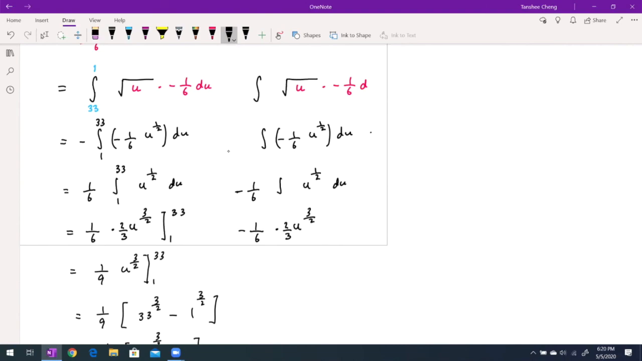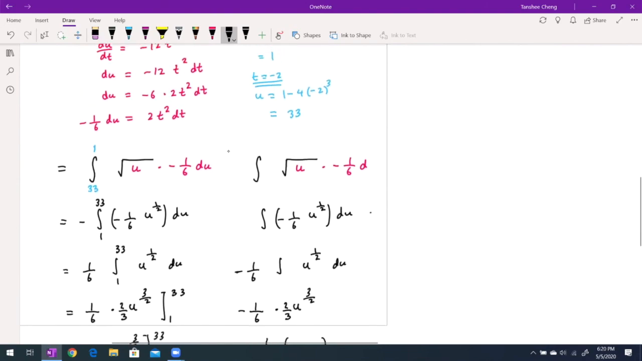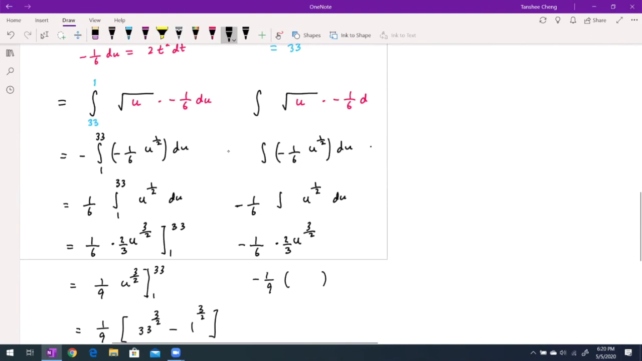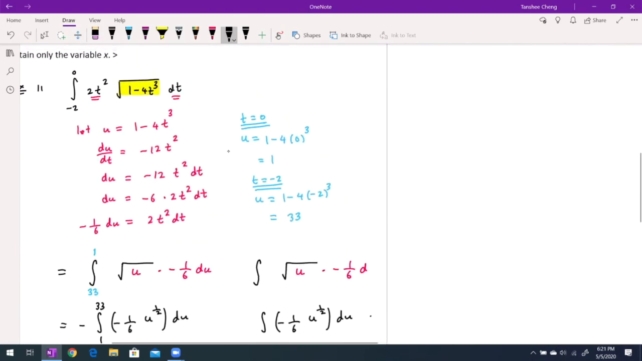And now what you're going to do is rewrite this as negative 1 over 9 times u, which is basically what we substituted, which is going to be what? 1 minus x to the third power. So 1 minus x cubed, to the 3/2 power. And then you are evaluating from negative 1 to 0. Is it negative 1 or negative 2? Negative 2.